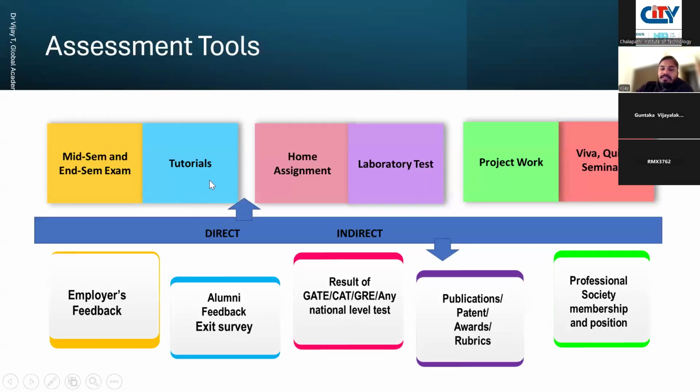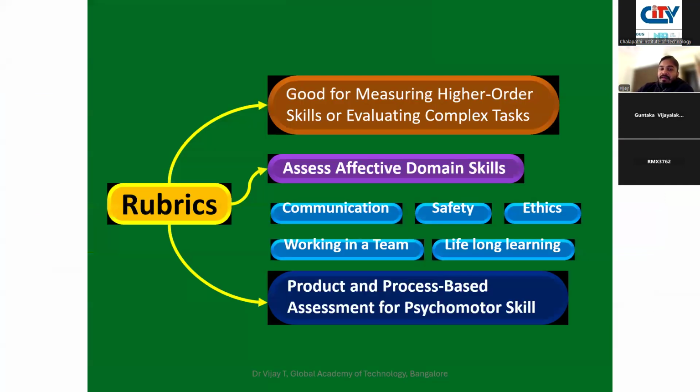So these are the various assessment tools which is being followed in my institute. So we have here mid-sem and end-sem examination, tutorials, home assignments, and laboratory test, project work, viva, quiz, seminar. So all these is taken as a direct attainment, values for direct attainment, and for indirect we take alumni feedback, employer feedback, results of GATE, GRE, and any national level test, publication, patents, award rubrics, and professional society memberships and positions, and obviously the course exit survey is also part of the indirect assessment.